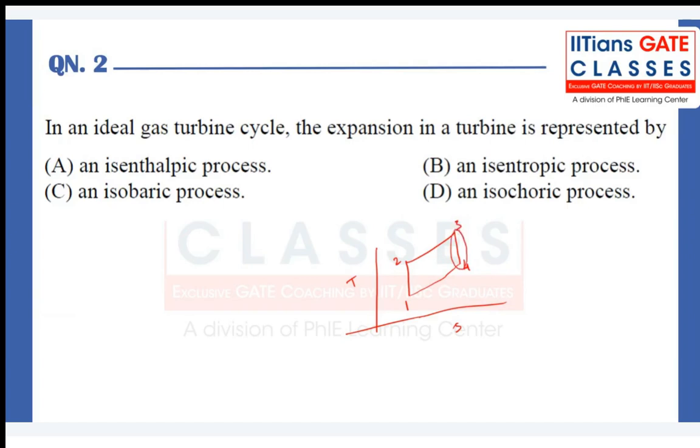What is an isentropic process? An isentropic process is a process in which the entropy does not change. It's also reversible as well as adiabatic, right?